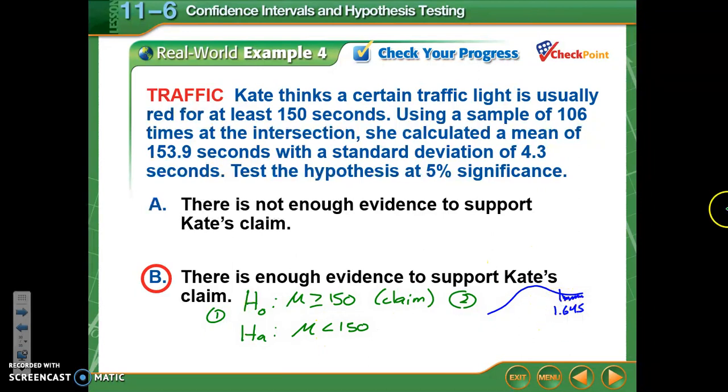When you get your critical region, since I'm testing at 5% significance, in your calculator use 0.95 with that inverse normal function, and we get that my critical region is up here. So when you calculate your z statistic, it should not fall in the critical region, so we will fail to reject the null hypothesis. Since we fail to reject it, there is enough evidence to support her claim.